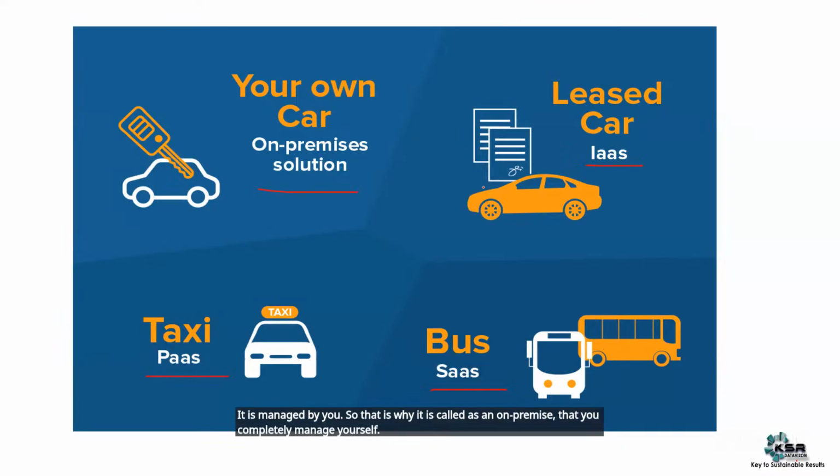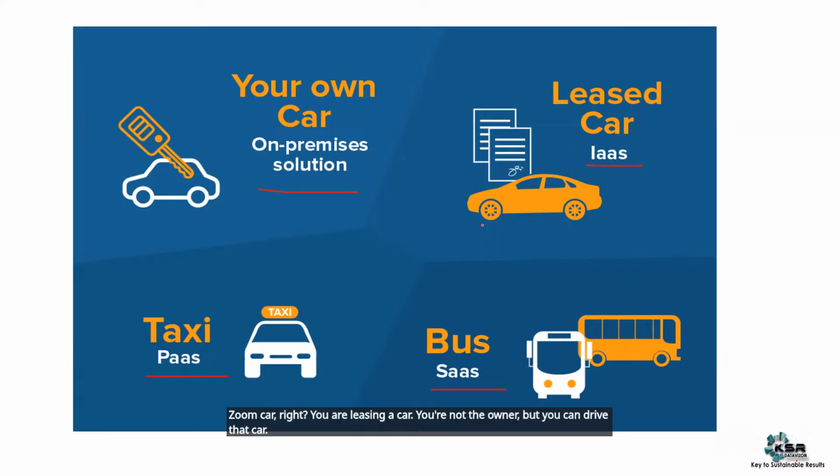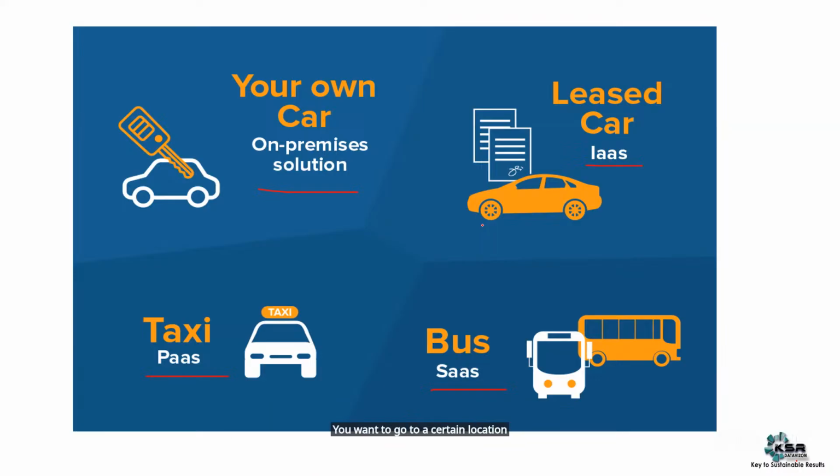But taking that same car example, you might have leased a car, like a Zoom car. You're not the owner, but you can drive that car. If you want to go to a certain location, you are free to use that Zoom car. With a leased car, you are getting the complete infrastructure of a car, but you have to manage it. That is called infrastructure as a service in cloud. We will discuss this in detail as we proceed further.